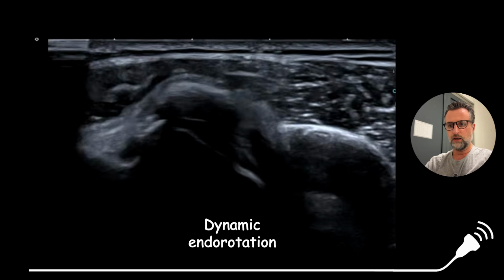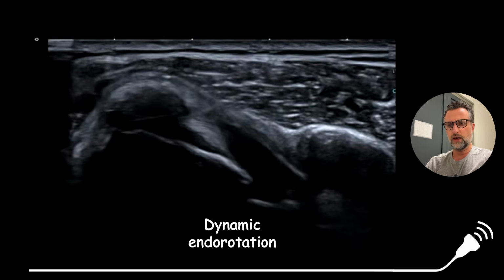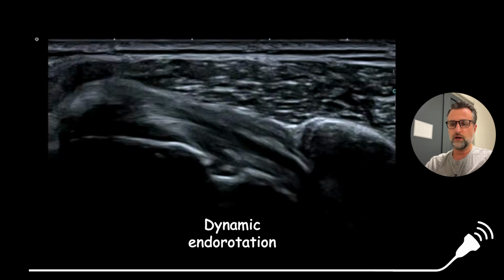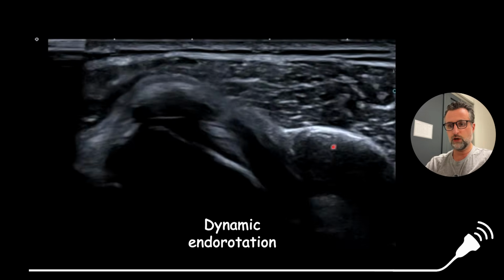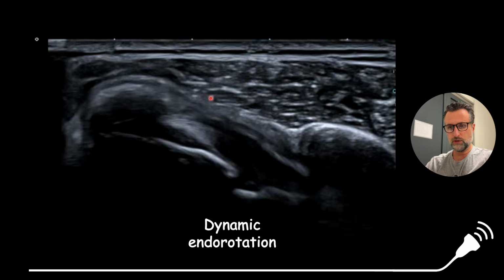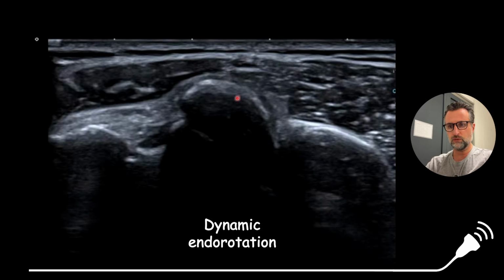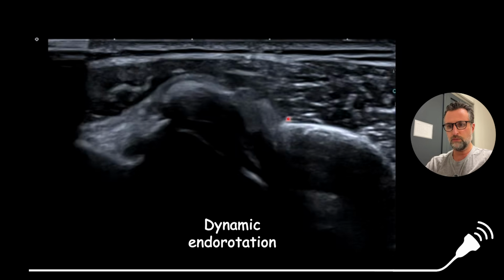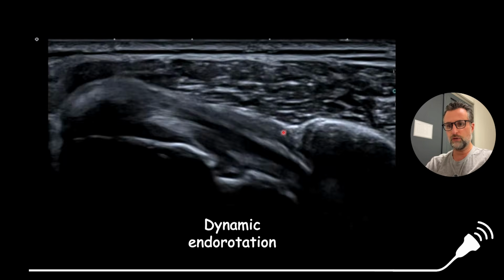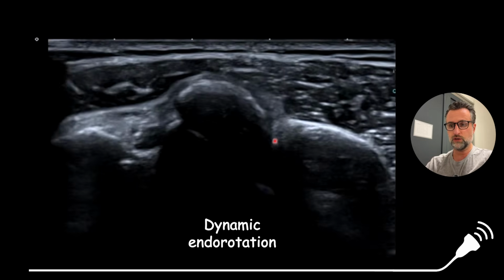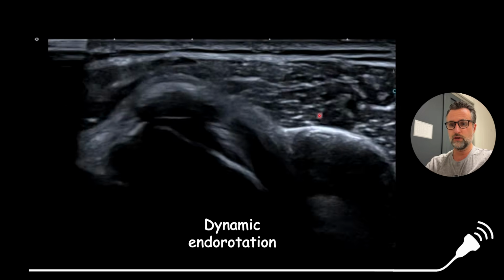We're now going to make a dynamic maneuver, which in this case is an endo-rotation of the shoulder, where the subscapularis is supposed to move under the acromion, but you see because of this large calcification right here, there's a direct impingement between the calcification and the bone, which prohibits the arm from moving in further endo-rotation, which is again a clear case of impingement.